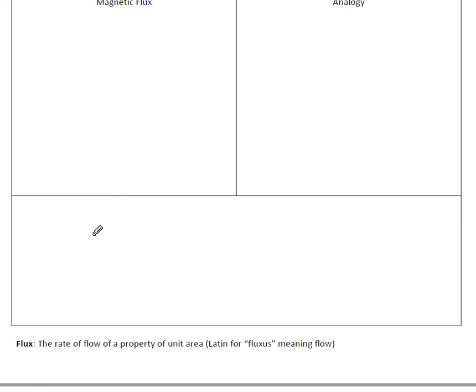So we have an equation for flux. We use this symbol, and this is equal to the magnetic field that's perpendicular to the area. So we can also write it as BA cos theta, depending on where you're measuring the angle. So it's either sine or cos depending on where the angle is being measured from.